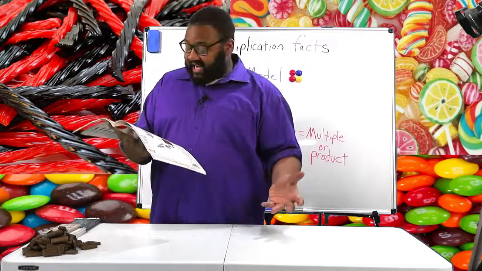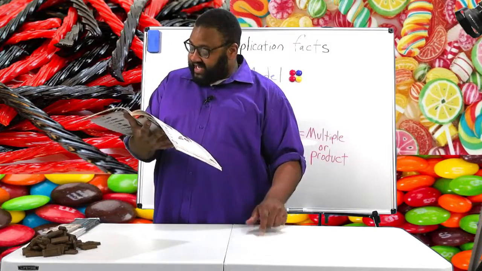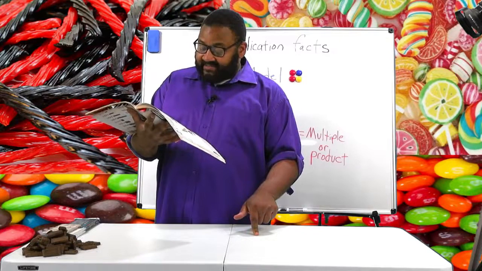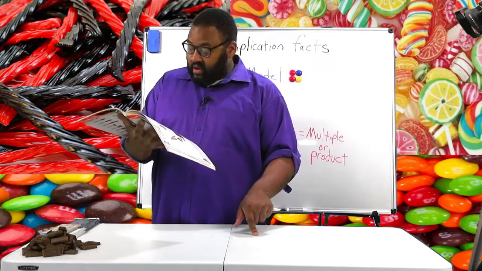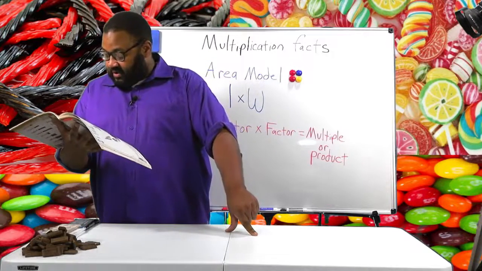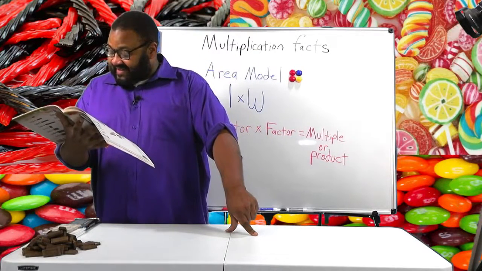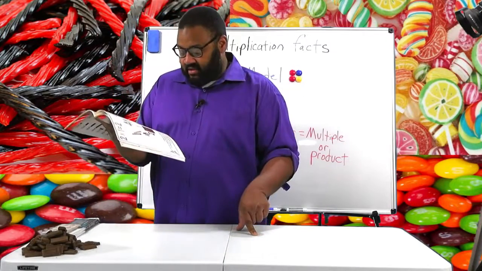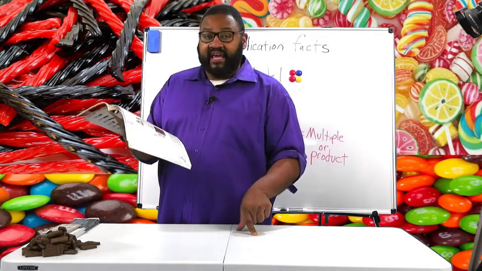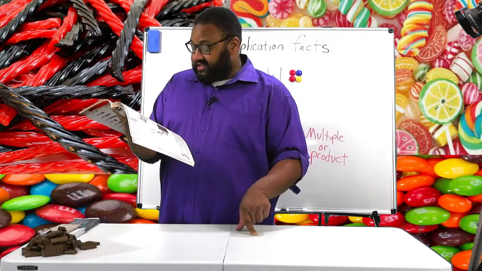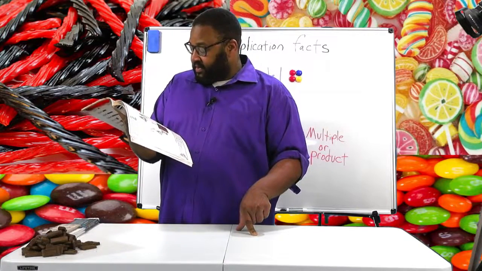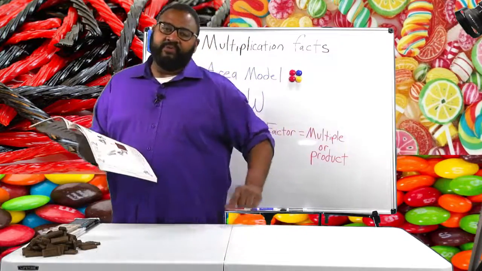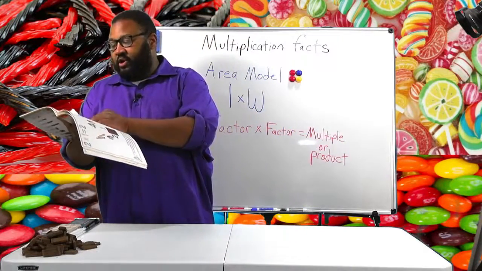Sorry, no chocolate candy. 0 times 0 equals 0. Any number times 0 equals 0. 1 times 0 equals 0. 47 times 0 equals 0. 1 zillion times 0 equals 0. 0 is an important number, but it has no value.